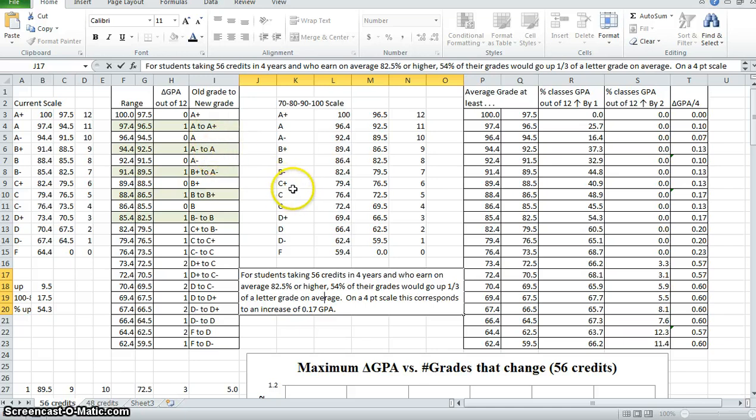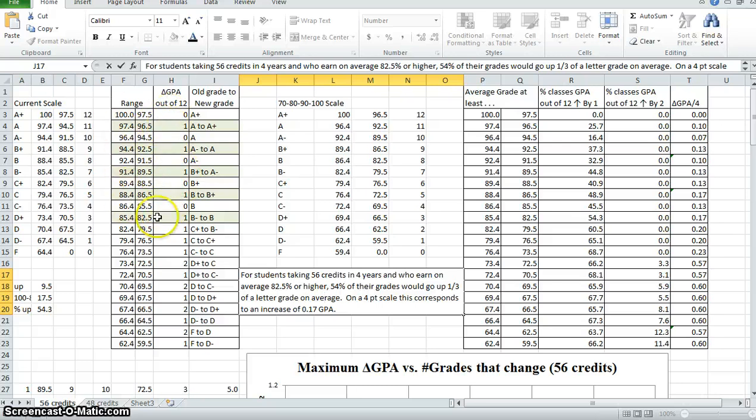What I'm going to do is pick just a random student. Let's say we have a student that's taken 56 credits here. That's what this page is for, 56 credits in 4 years. And let's say they earn on average 82.5% in their courses. So I'm only going to be looking at 82.5% and above. We're assuming here that their grades are randomly distributed, but it's somewhere in this range here.